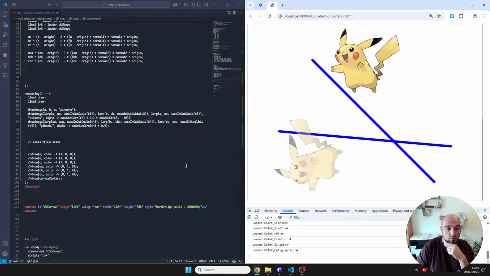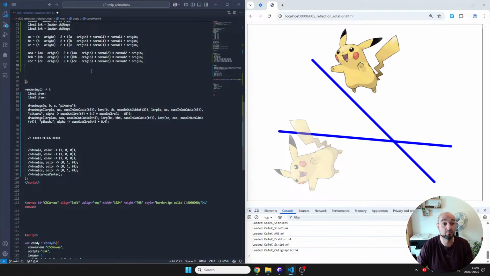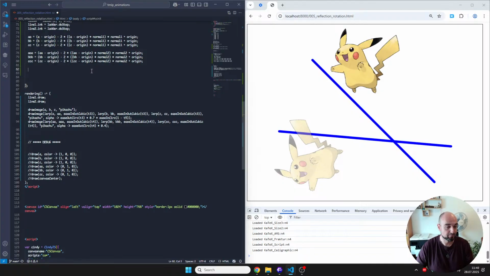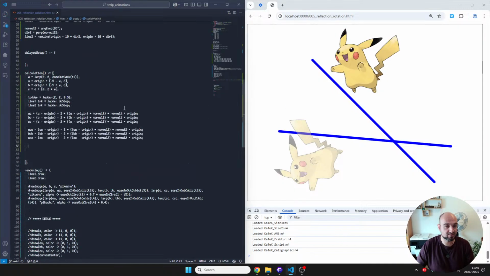And now I want to rotate this thing here. And to rotate it, so now I don't want to lerp it. I want to show that it is a rotation. So I can't lerp the AAA back to the single A. I have to rotate it. So we have AA.